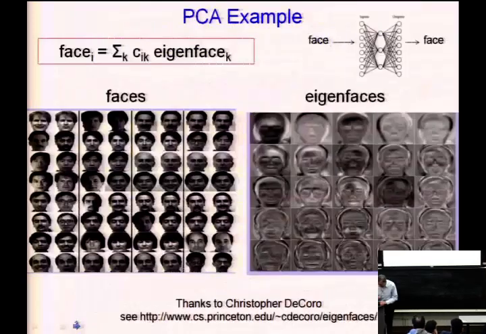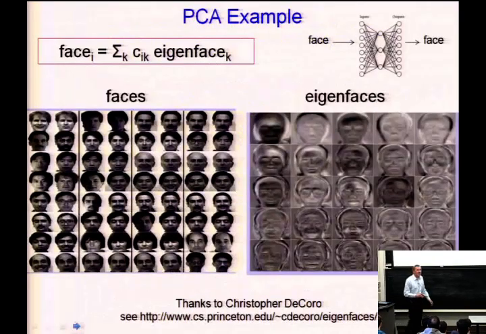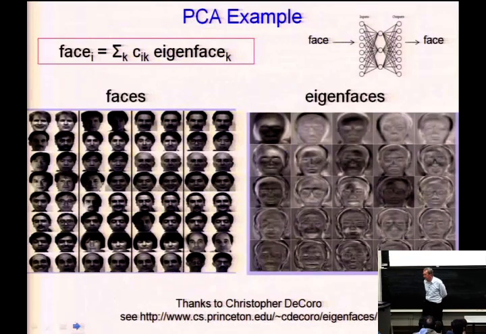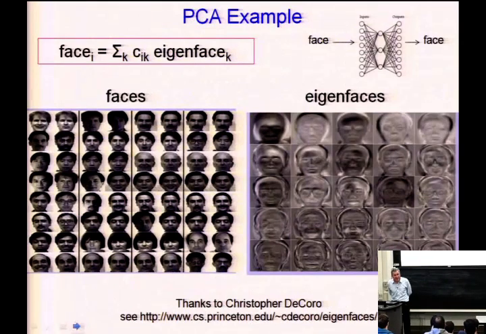Okay, so let's look at an example. Here's an example of applying PCA to reconstructing faces. Here's a set of faces that we'll train our PCA system on. And again, PCA is going to learn a lower dimensional representation of these input faces, where each feature is a linear function of the input face.